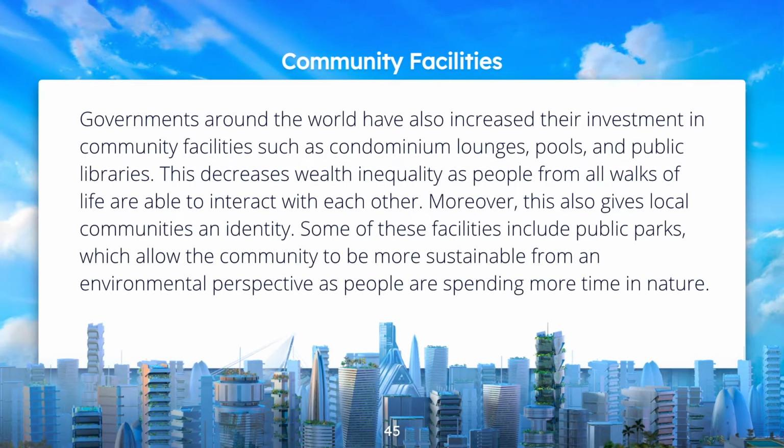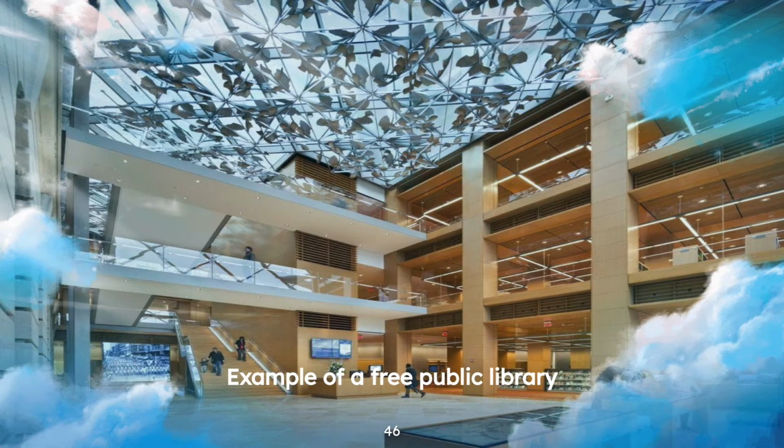Governments around the world have also increased their investment in community facilities, such as condominium lounges, pools, and public libraries. This decreases wealth inequality as people from all walks of life are able to interact with each other. Moreover, this also gives local communities an identity. Some of these facilities include public parks, which allow the community to be more sustainable from an environmental perspective as people are spending more time in nature. This is an example of a free public library in an American city.